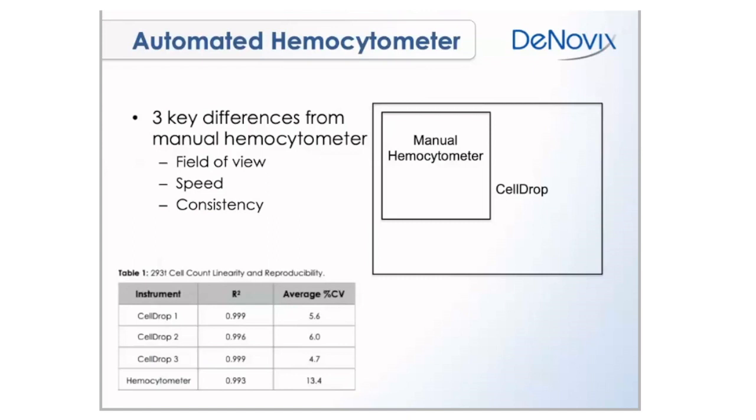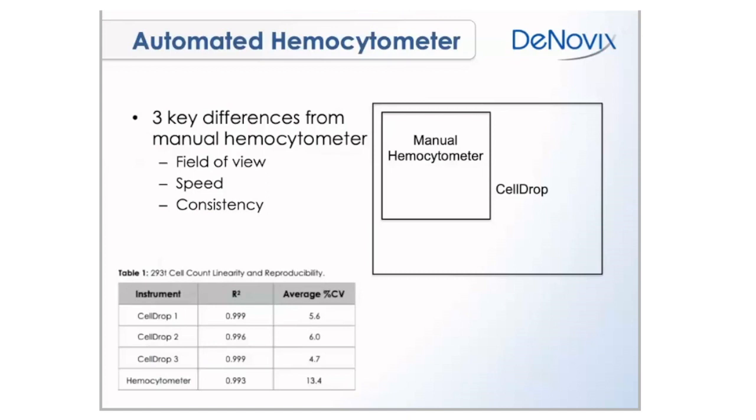So that opens you up to being able to run a few replicates of your sample, maybe get a more representative look at what you've got in the tube, again, giving you more accuracy. And third, you get consistency with an automated hemocytometer.